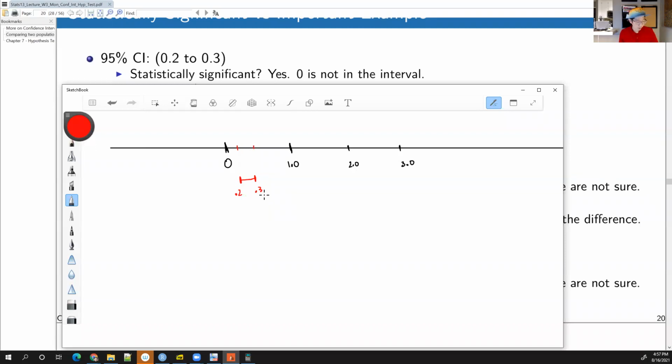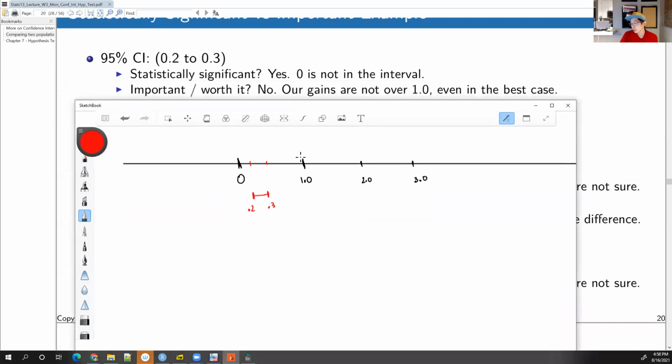We say, oh, when I implemented the usage of the fertilizer, yeah, my crops got bigger, and I observed a gain of 0.2 to 0.3 in the crop yield. Okay, so that is statistically significant. But is it important? And the answer is no, it's not going to be important. It's not worth it, right? In order for it to be worth it, it's got to pass 1.0. It's got to be above 1.0. And this is kind of the worth it threshold.